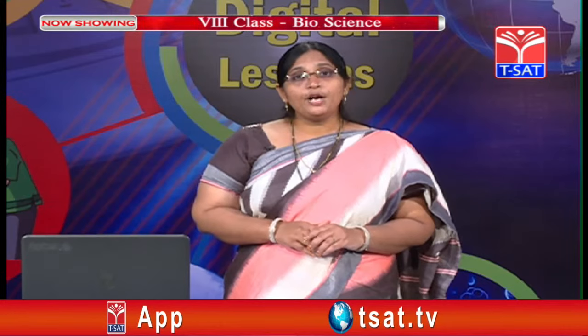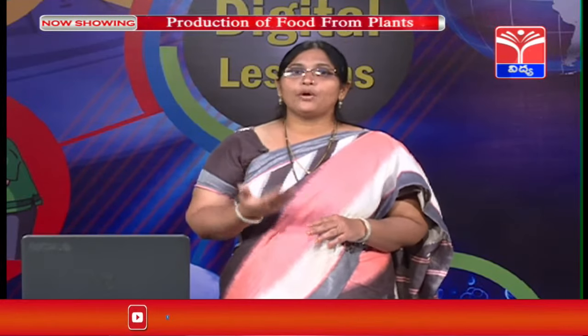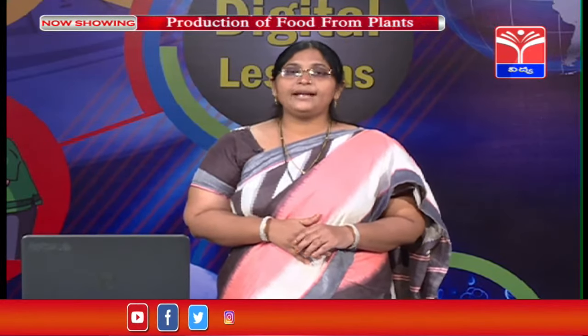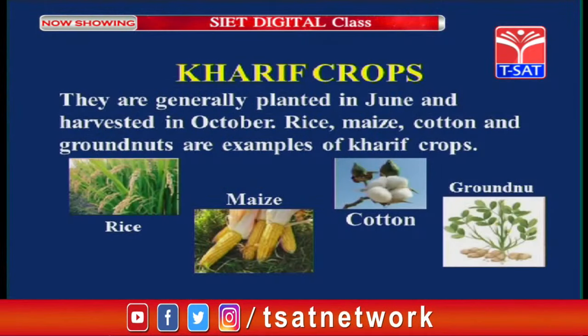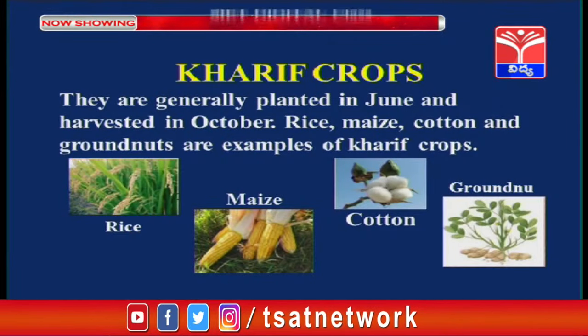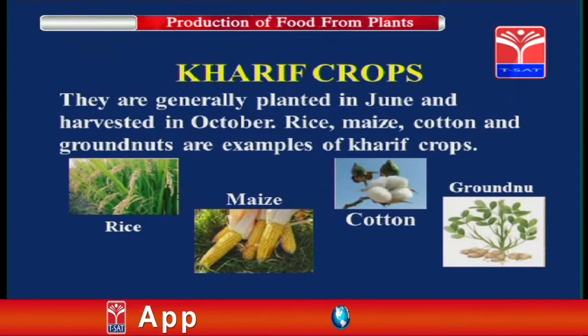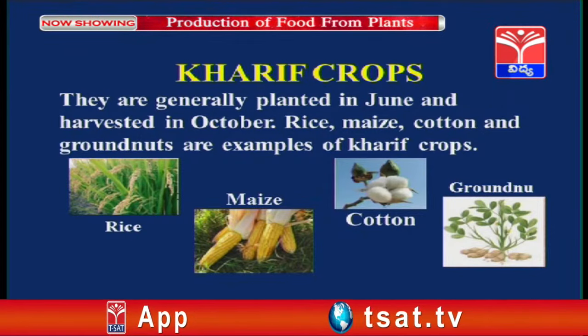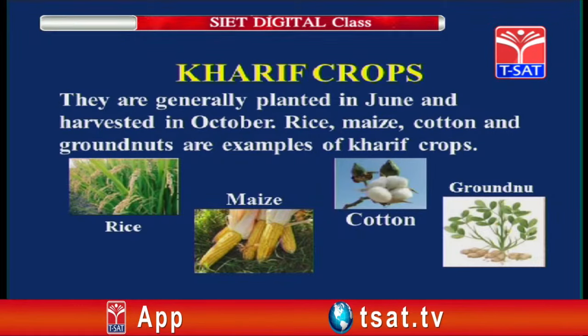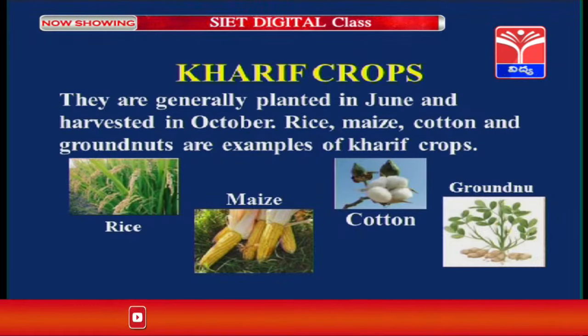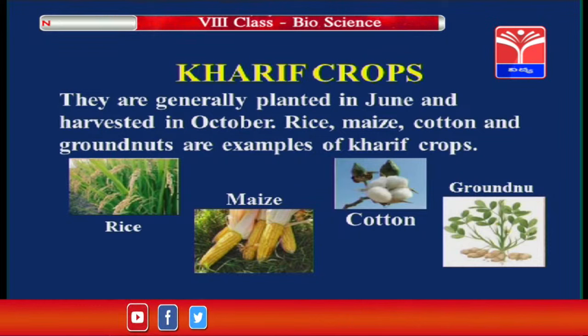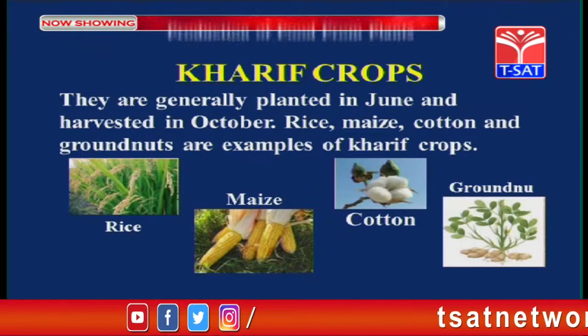Now, depending upon the seasons also, we grow different types of crops. Let us see here. Those crops which are grown in the rainy season are called kharif crops. They are planted in June and harvested in October. Examples are rice, maize, cotton and groundnuts.